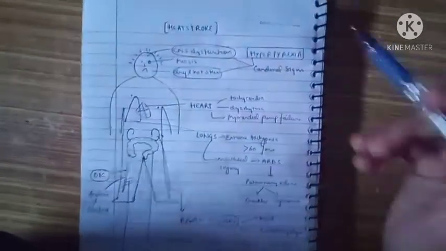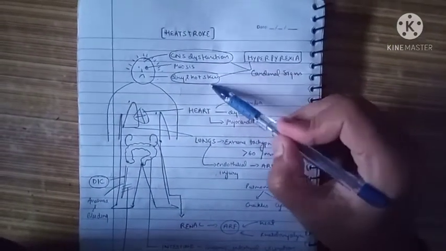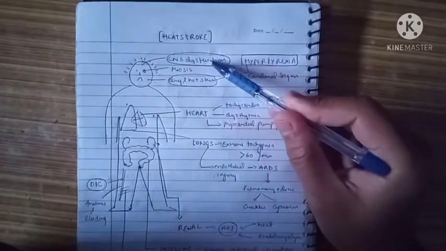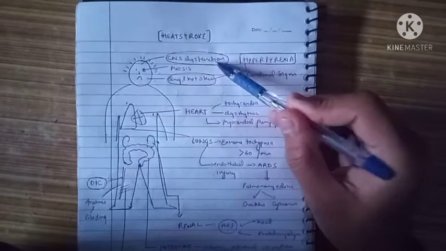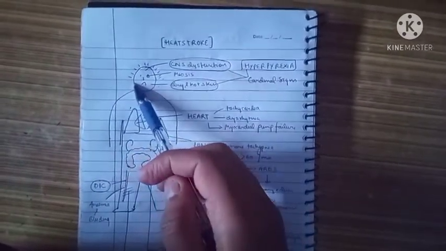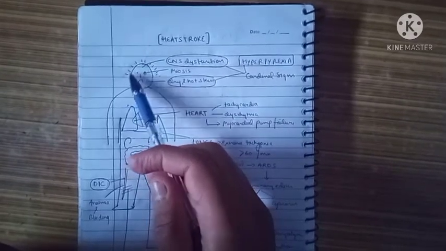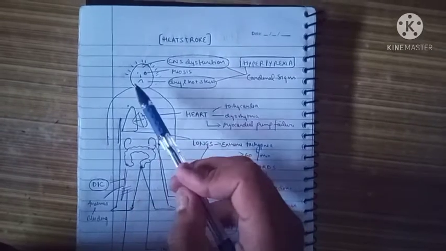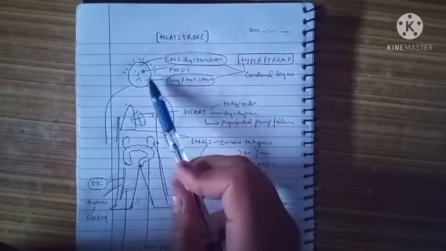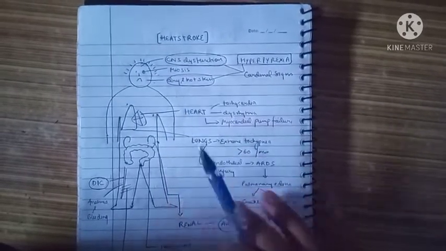So the cardinal signs that are seen in heat stroke are CNS dysfunction, dry and hot skin, and hyperpyrexia. These are the cardinal signs which a patient presents with. Generally, before these cardinal signs, the patient has heat exhaustion, and during the phase of heat exhaustion, the person generally sweats and has mydriasis. But as heat exhaustion passes and transforms into heat stroke, the eyes go into miosis and we have dry and hot skin.